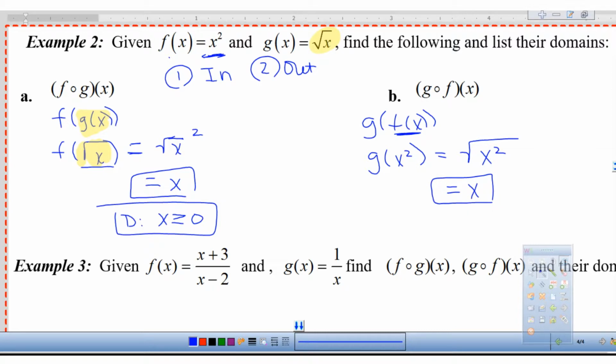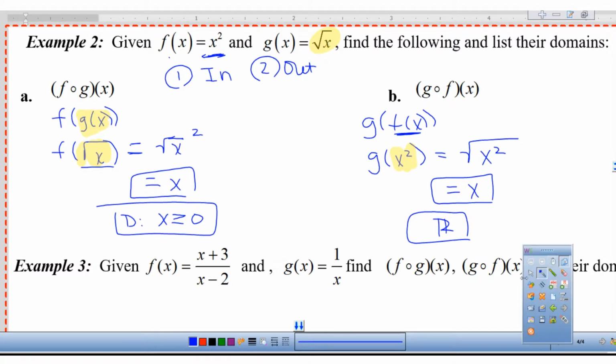In my answer, in what came out, do I have an even root or an x on the bottom? No. On what came in, which was my x squared, do I have an even root or an x on the bottom? No. So for this one, my domain is all real numbers. The answers ended up the same. They both were x and x, but the domains are different because of what went in.